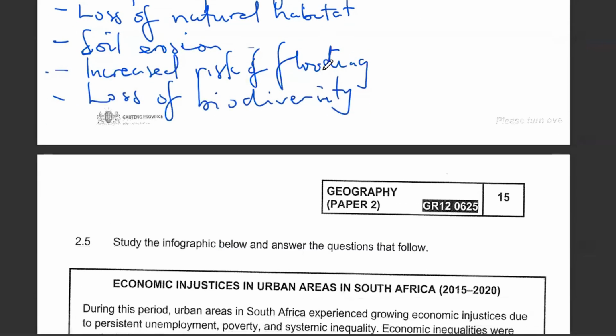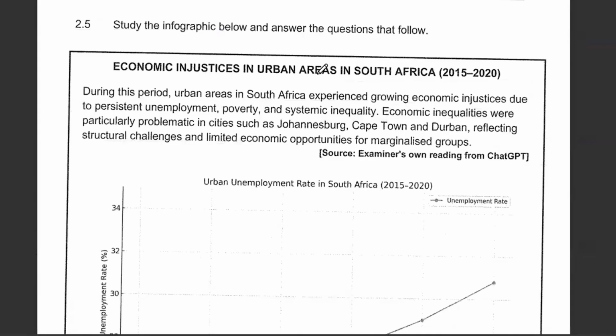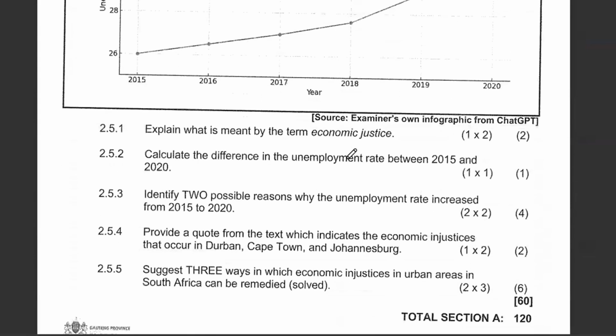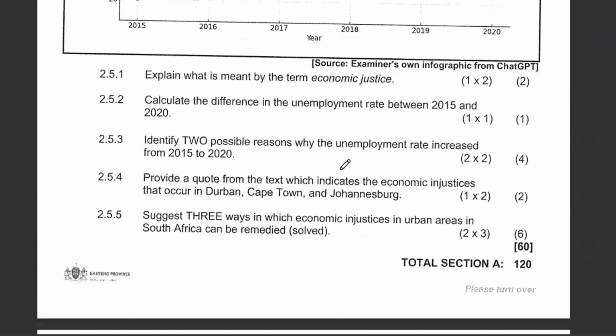Right. That takes us to the next question. Economic injustice in urban areas in South Africa. Explain what is meant by the term economic injustice. Whenever we're talking about an injustice, remember, we're talking of something being done unfairly. It's unfair or it's discriminatory. A discriminatory practice within the economic system.